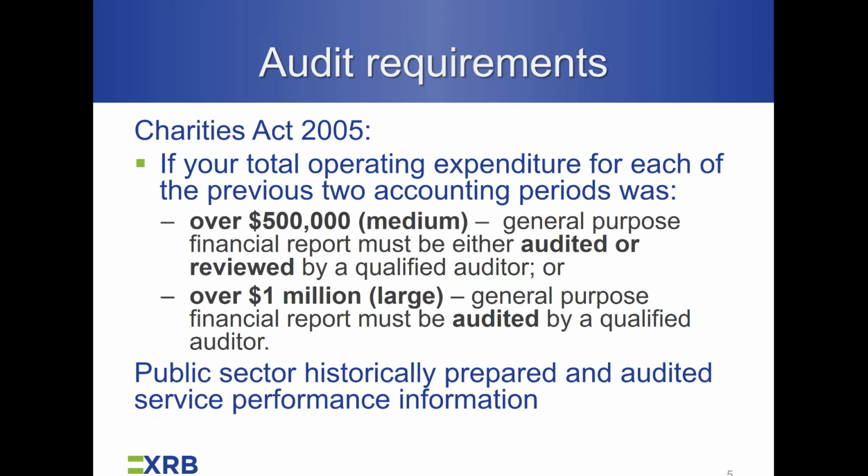How that translates in terms of our tier structure, it means that tier 1, 2, and some of tier 3 are required by law to have their GPFR audited. So the audit of service performance information is already happening. It's happened historically in the public sector for almost 2 decades, or over 2 decades now.